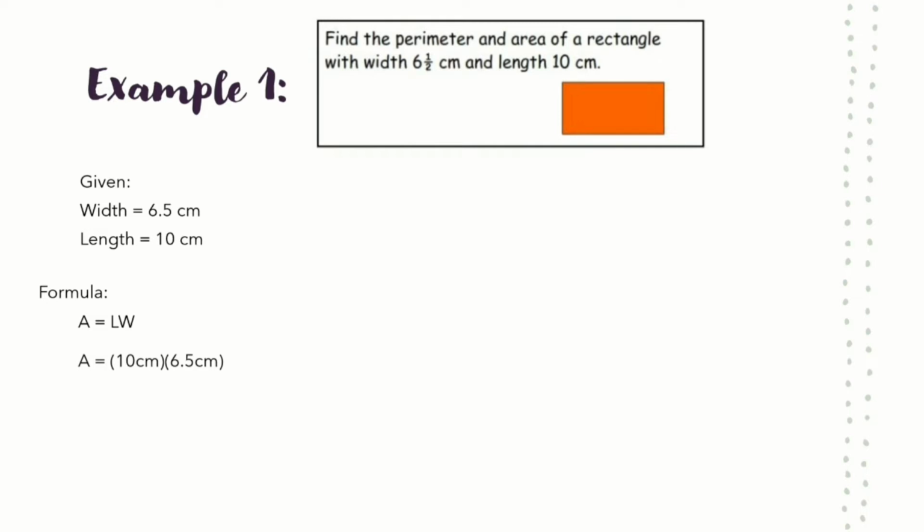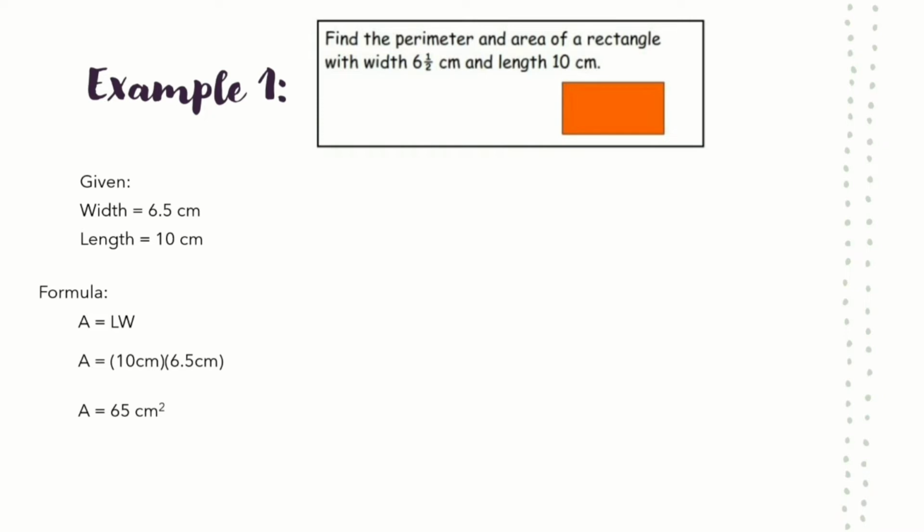So here, by substitution, we have A is equal to 10 cm times 6.5 cm. The product is A is equal to 65 square centimeters. Remember, in finding the area, we must express our answer in square units. Since the unit of measurement given here is centimeter, therefore the area is 65 square centimeters.